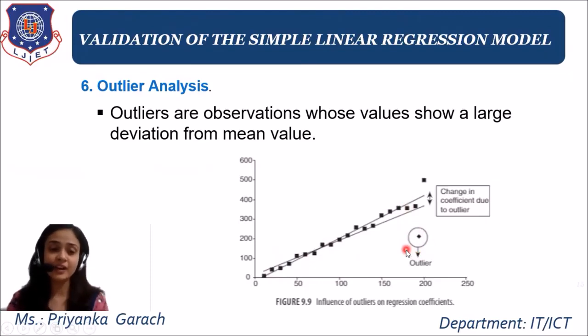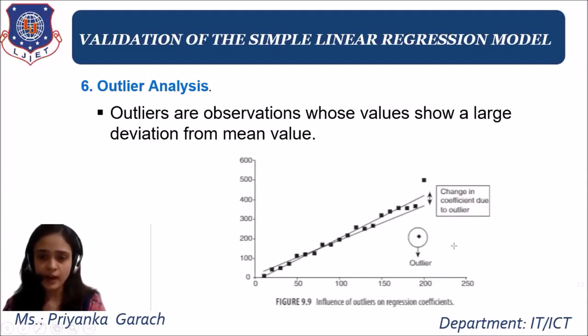It means this particular data point is called the outlier. Now, how will the outlier affect our simple linear regression model? As my outlier is present, you can see there is some change in the coefficient due to the outlier. Suppose I omit this particular outlier, then my simple linear regression line will be like this. Over here, if I'm omitting this outlier, then my intercept is different and my slope of the line is different. You can see the inclination of the line and the intercept, from where the line starts.